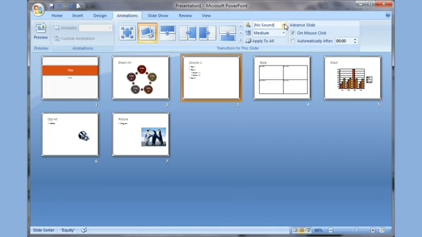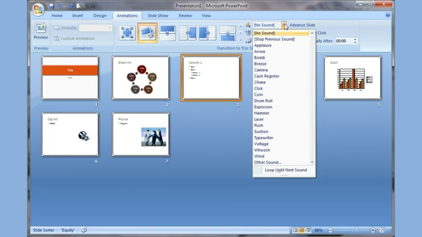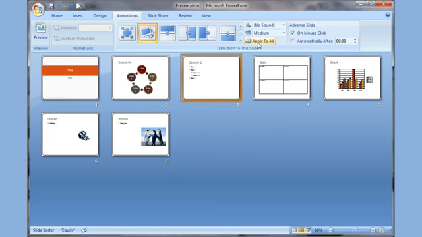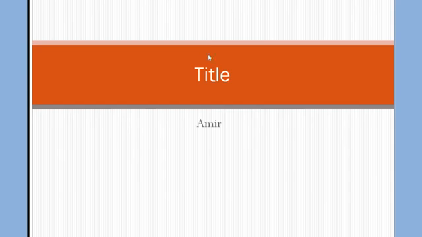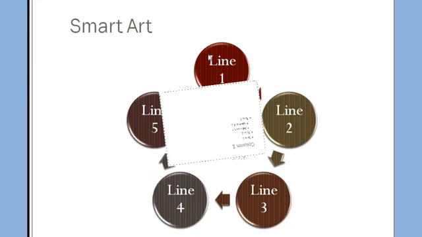There is also an option to add sound, but be careful because it can be annoying to listen to it. But there is an option to add it. I'm just going to hit apply to all. Now I go to the slideshow tab and I click from beginning. And now there's my PowerPoint. Click it and it starts to change.